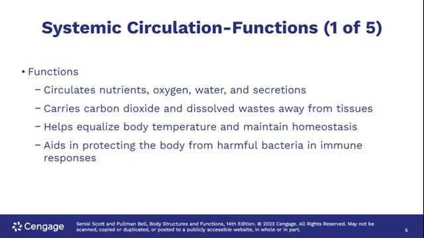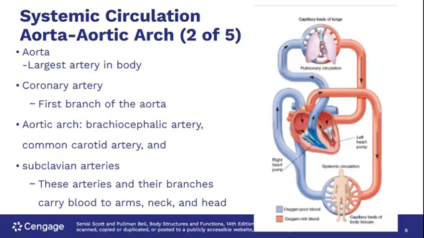It also aids in protecting the body from harmful bacteria. Our immune system is found in our blood, and it's what helps us travel. It's what brings white blood cells all over our body to fight bacteria. Okay, so let's look at systemic circulation.